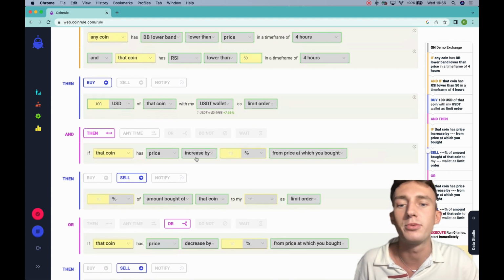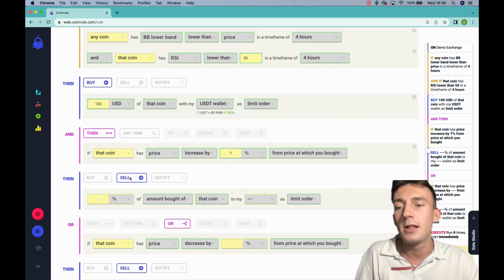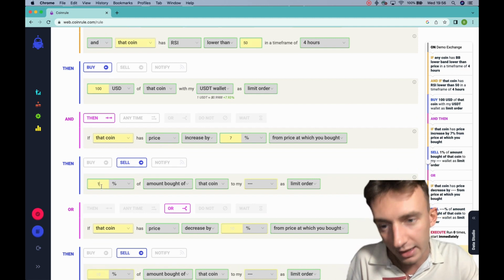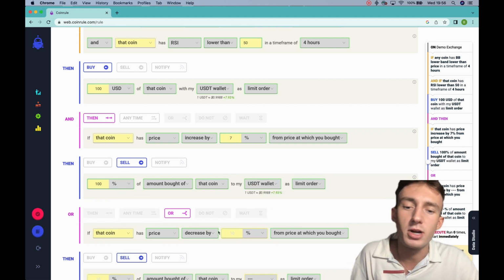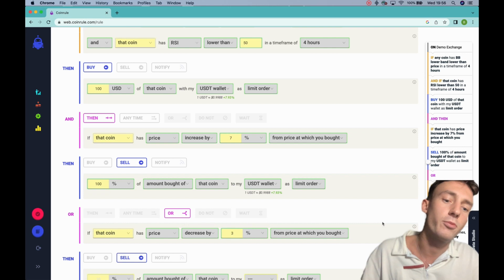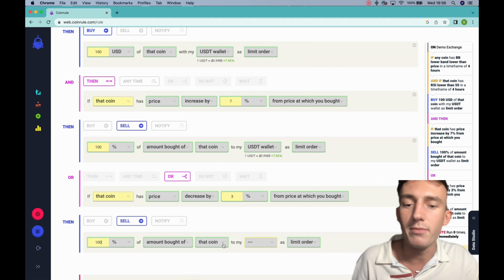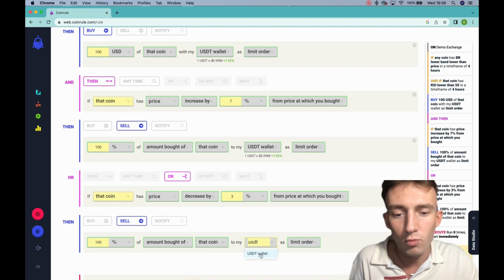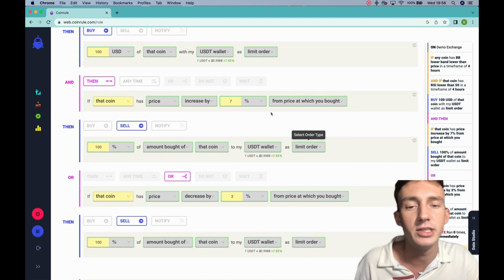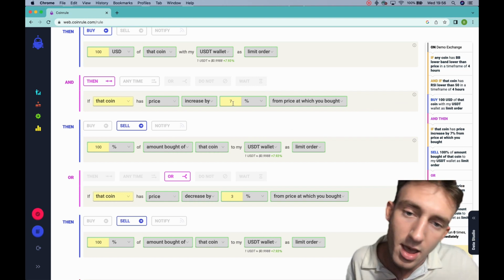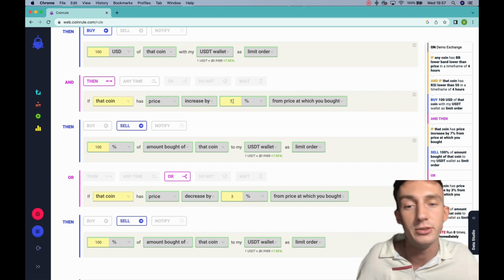And then if that coin has a price increase by, I'm going to say 7% from the price at which I bought, so this is your take profit condition, then I want to sell 100% of the amount bought of that coin to my USDT wallet as a limit order. And then if that coin has price decreased by, I'm going to say 3% from the price at which you bought, this is your stop loss condition, then I want to sell 100% of the amount bought of that coin to my USDT wallet as a limit order. So remember, this is your stop loss condition, and this is your take profit condition. These numbers are just ones that I've just chosen off the top of my head, but feel free to experiment with whatever ones you want. It just depends on your risk preferences of what really works for you, essentially.